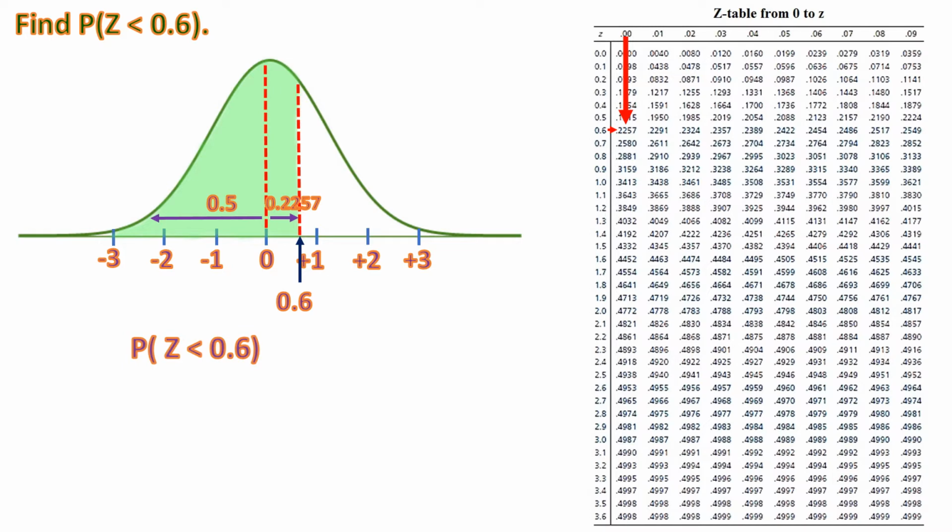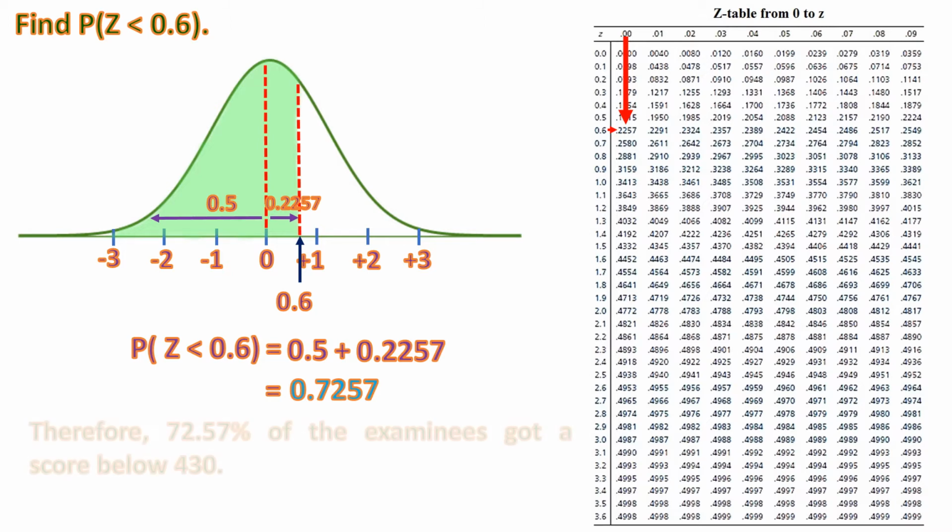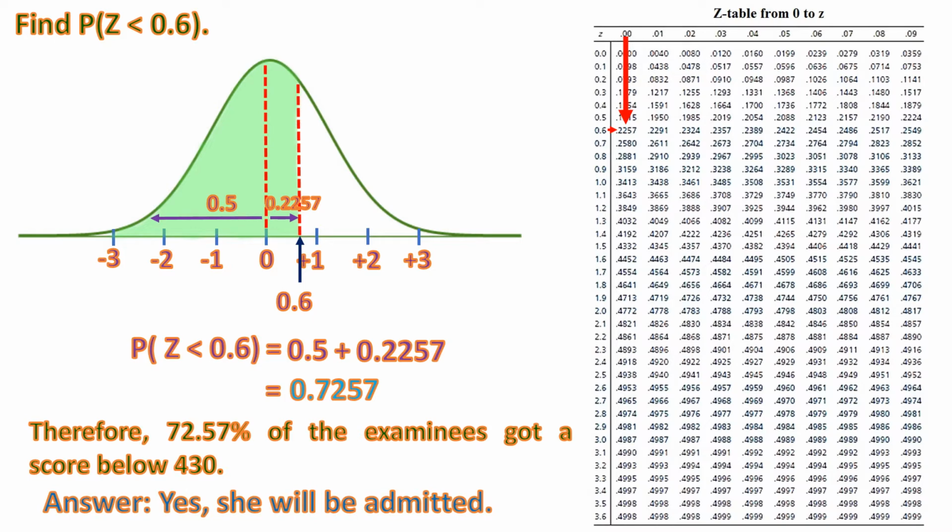So let's have now the probability of z less than 0.6, which is equal to, let's add 0.5 and 0.2257, which will be equal to 0.7257. So this means 72.57% of the examinees got a score below 430. So now let's answer the question. Will she be admitted? Since the requirement is at least 70%, the answer is yes, she will be admitted.